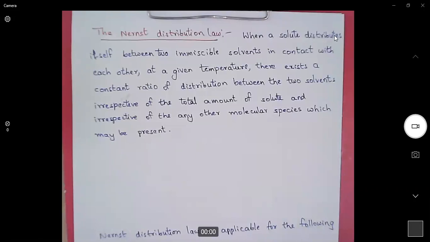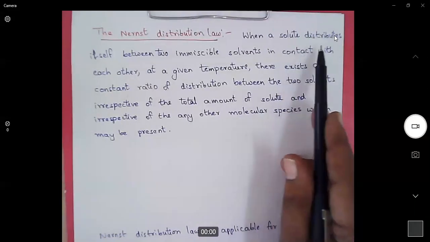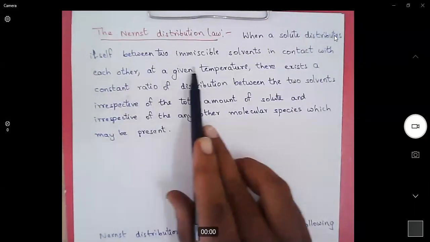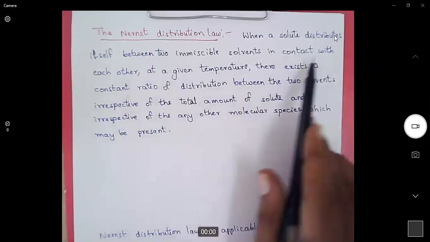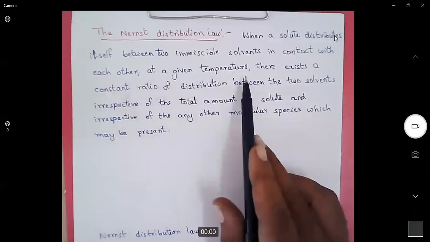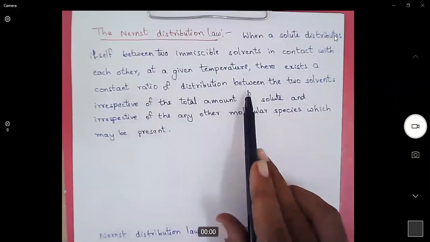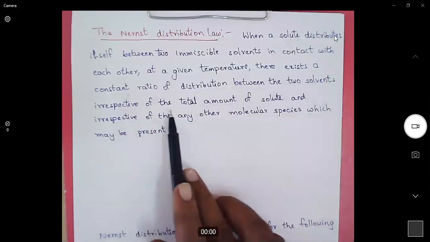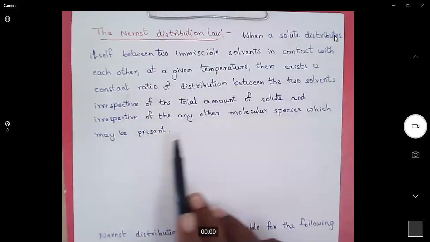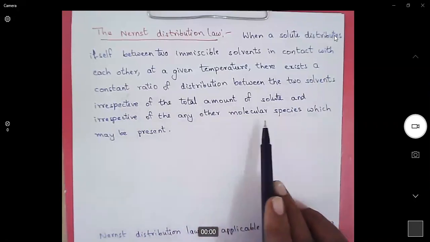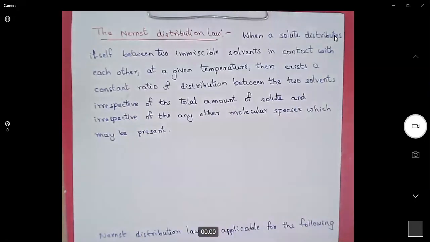In this class, we will discuss Nernst distribution law. What is Nernst distribution law? When a solute distributes itself between two immiscible solvents in contact with each other at a given temperature, there exists a constant ratio of distribution between the two solvents irrespective of the total amount of the solute and irrespective of any other molecular species which may be present. I'll explain what this is.